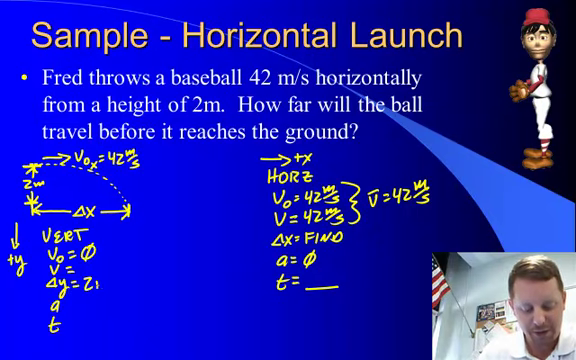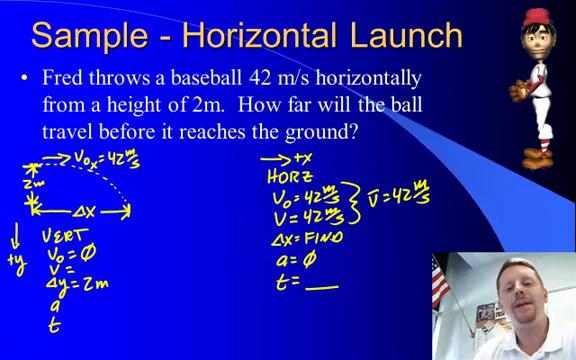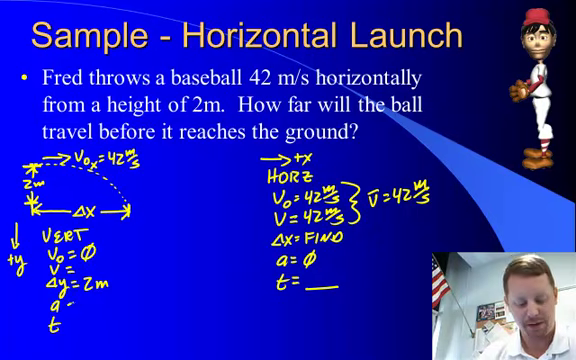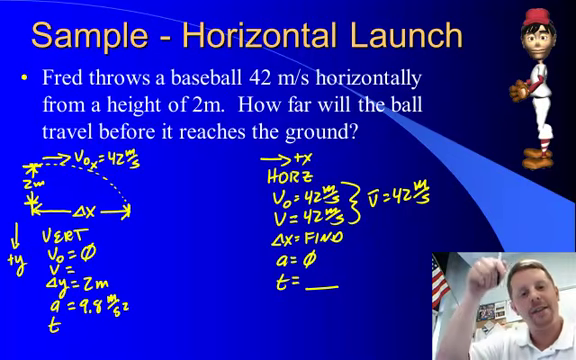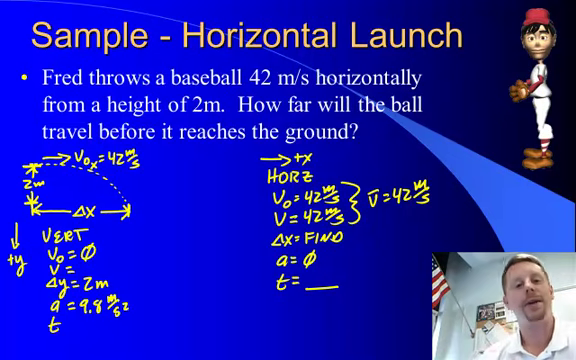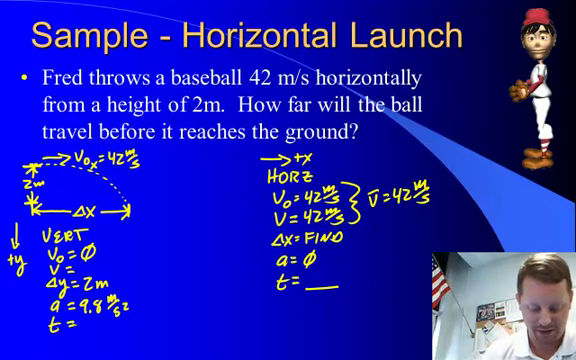Delta y, we know it's going to travel 2 meters, and since it's going to go down, the same direction we called positive y, that's a positive 2 meters. Acceleration will be 9.8 meters per second squared. Down is positive, acceleration is down, therefore that'll be positive 9.8 meters per second squared. And we want to find the time.